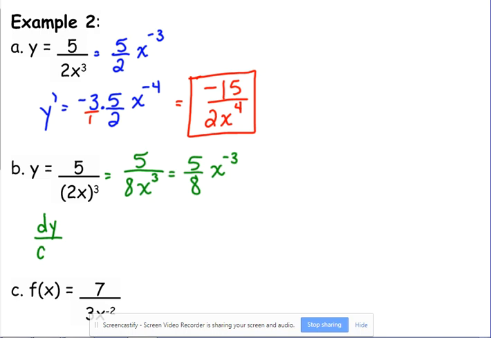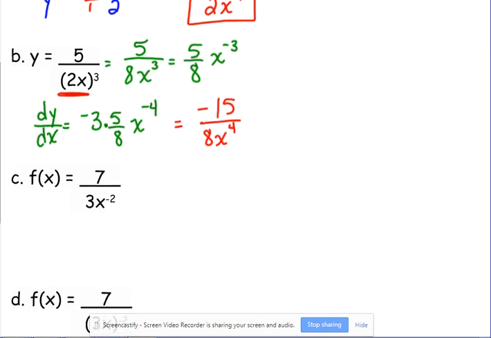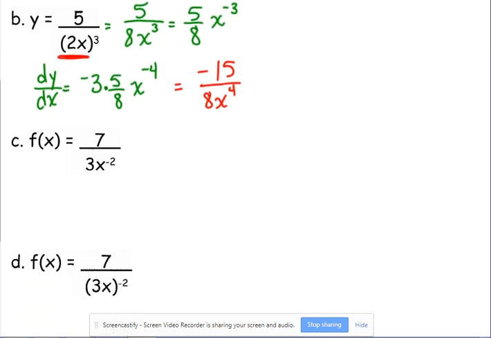So dy over dx is equal to, bring down the exponent, multiply by the coefficient that was in front, subtract 1 from the exponent. So very similar, we've still got negative 15 on the top, but this time it's 8x to the 4th on the bottom. Those parentheses really, really matter, and we've got to apply the parentheses before we can do anything else.